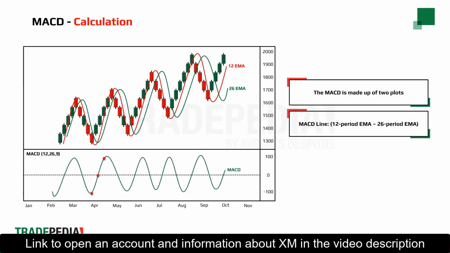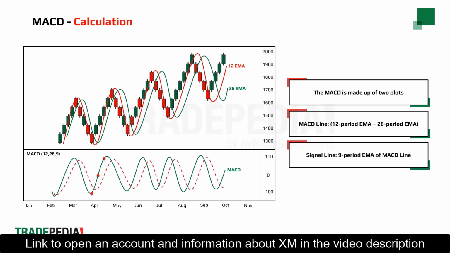Thus, when the 12 period is crossing below the 26 period, the MACD is crossing the 0 line, heading into negative territory. The second plot is that of the signal line, which is a 9-period exponential moving average of the MACD line.